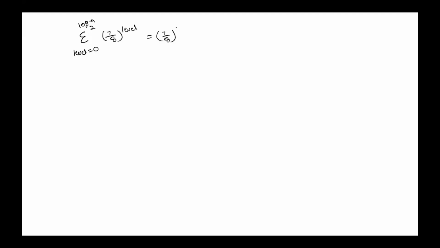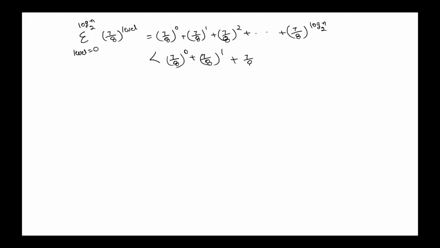7 by 8 whole power 0 when level is 0, then when level is 1, when level is 2, and so on up to when level is log n base 2. Can we say that it is less than 7 by 8 whole power 0 plus 7 by 8 whole power 1 plus 7 by 8 whole square plus and so on, plus 7 by 8 whole power infinite? Is that correct?